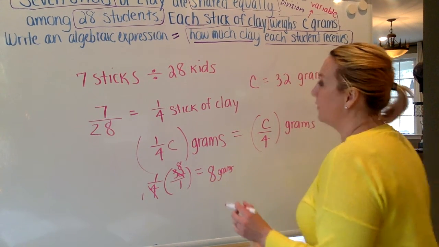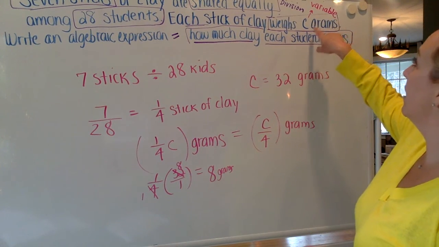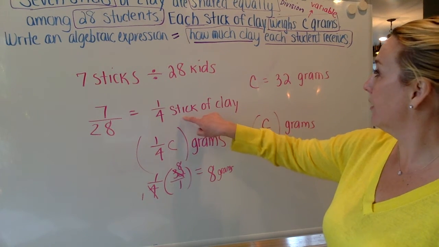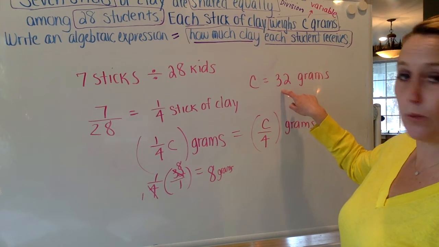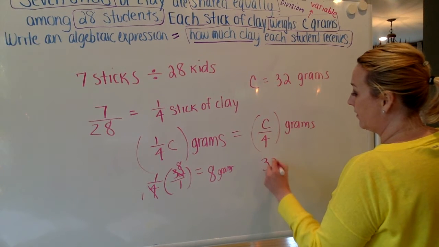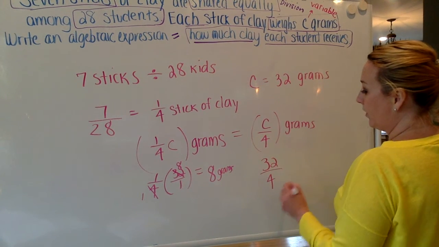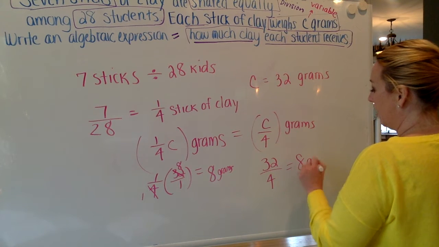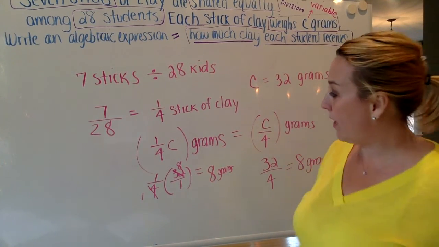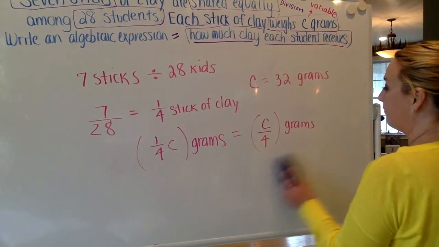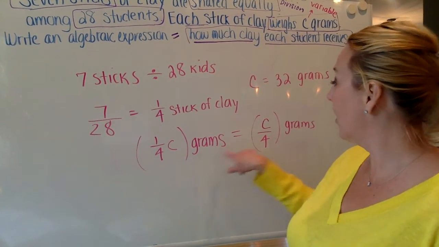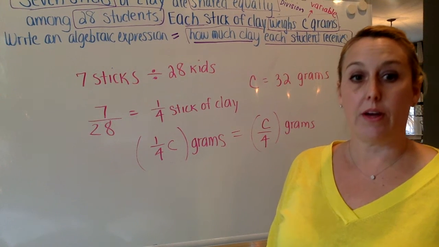So let's think about that. If each clay stick weighed 32 grams, which is what I just made up, and a kiddo gets 1/4 of it, is 1/4 of 32 eight? Well, it is. Let's double check here. If I substituted 32 for C and divided it by 4, 32 divided by 4 is 8. So it works. They're equal to each other, 8 grams and 8 grams. So the algebraic expression for how much clay each student receives is either 1/4 C grams or C/4 grams.